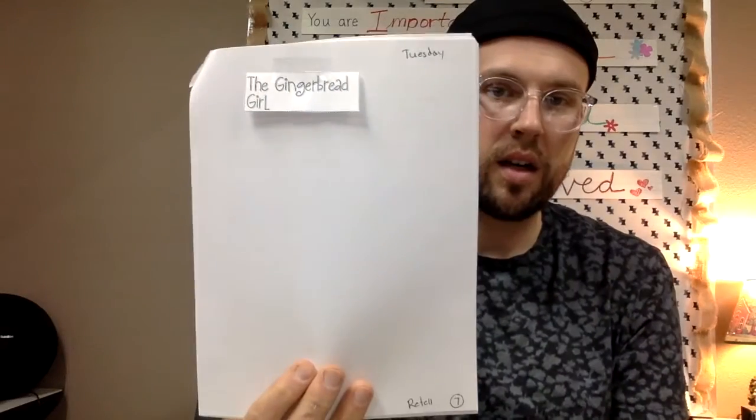Okay, so we're going to take this and we're going to glue it to the top of this blank page, page number 7. It says retell at the bottom. It also says Tuesday up in the corner, so you know you're on the right page if that's what it says. Gingerbread Girl. Now, the beginning of the Gingerbread Girl starts very similarly to the Gingerbread Man.